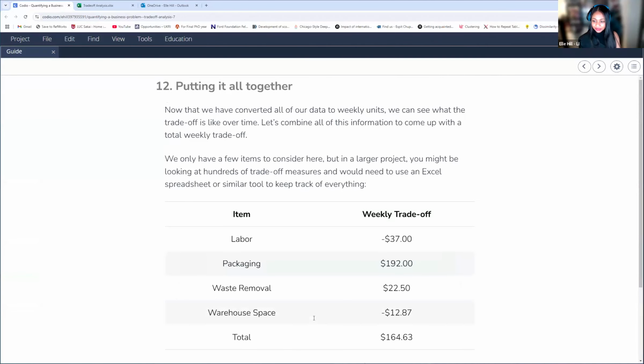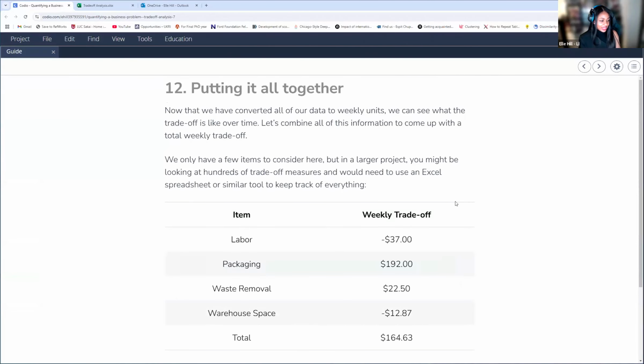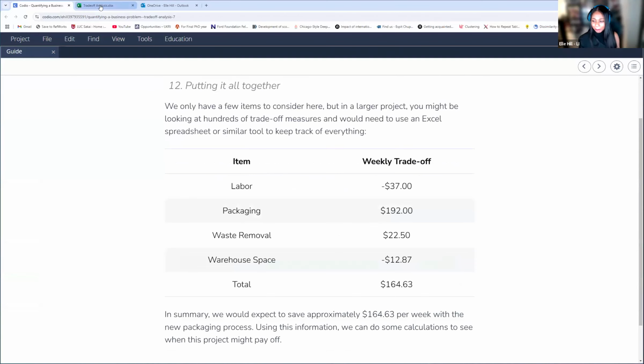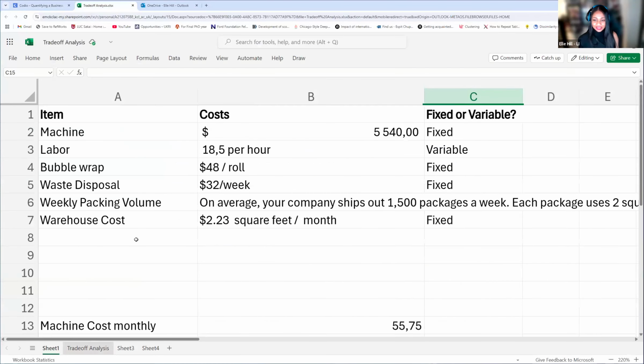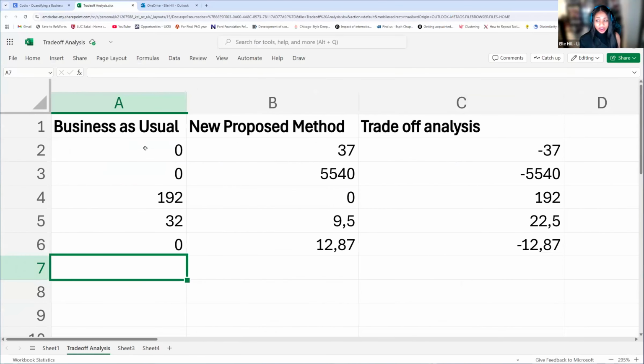Now we're going to put it all together. We actually have this in Excel, so let's do it in Excel. Let's look at our trade-off analysis. We've done all of the costs for our machine, for the space of our machine, for labor, for storage. We've done all of that. And now let's look at our total savings.